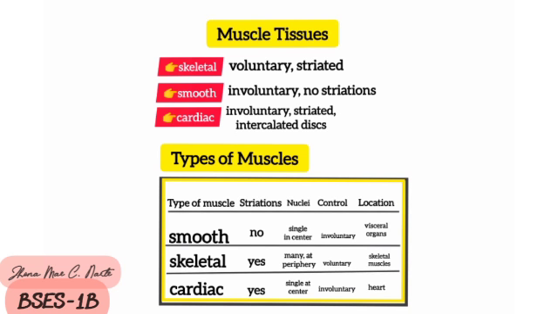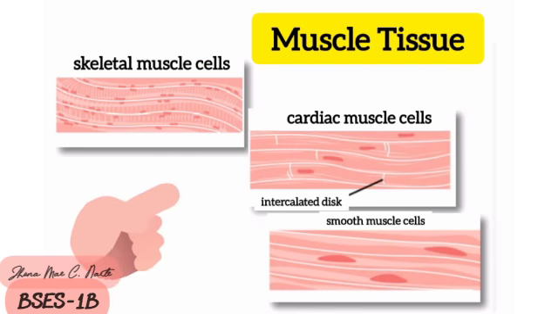The third tissue type is the muscle tissues that are responsible for the movement in our body. The three types of muscle tissues are skeletal, smooth, and cardiac. The skeletal muscles help in locomotion and other voluntary body movements. It is made of long fibers with alternating light and dark bands or striations. So skeletal muscles are also called striated muscles.